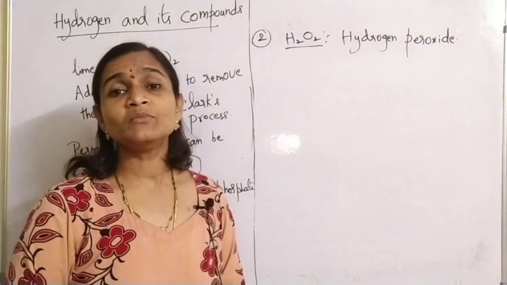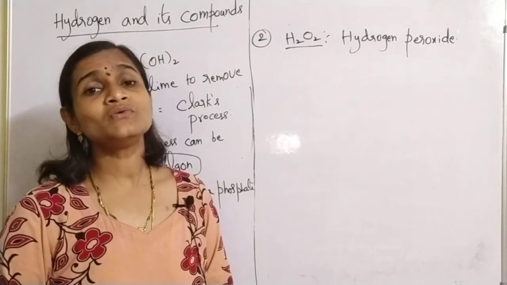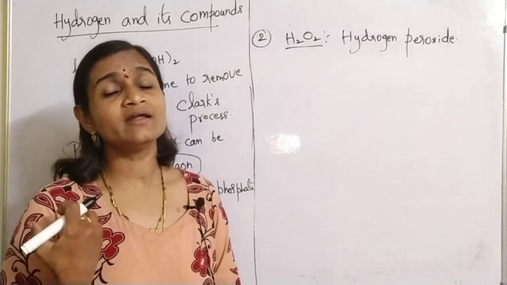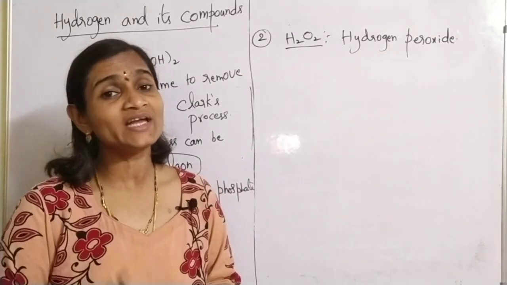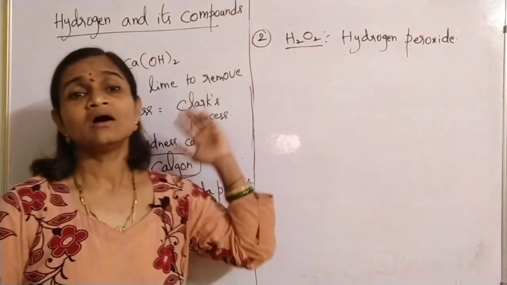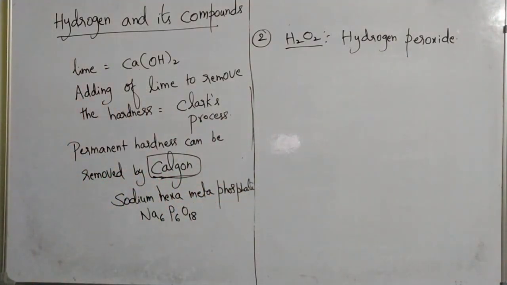Okay, and one more important thing is it can be used as a disinfectant to remove suspended particulate matter, suspended pollutant contents or pollutant effluents, whichever are there in the atmosphere. To remove them you can use this hydrogen peroxide. Okay, so hydrogen peroxide is one of the very important compounds of what? Hydrogen.